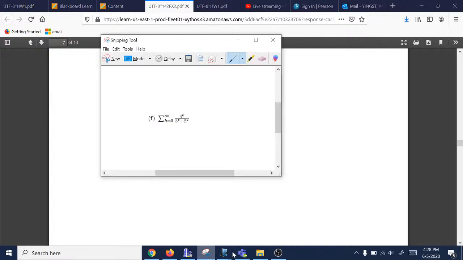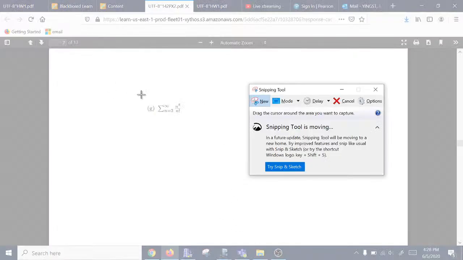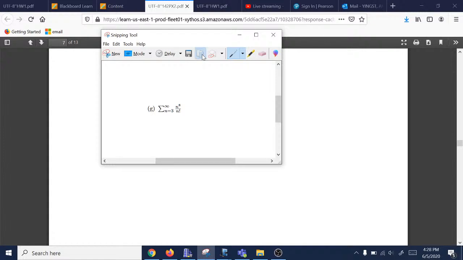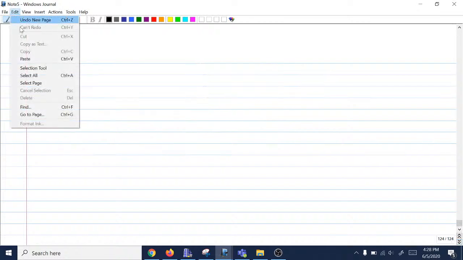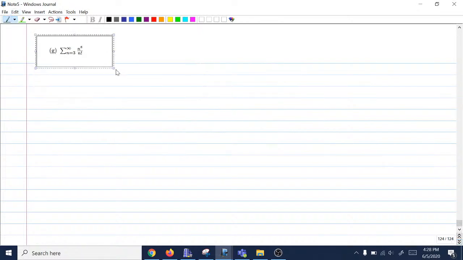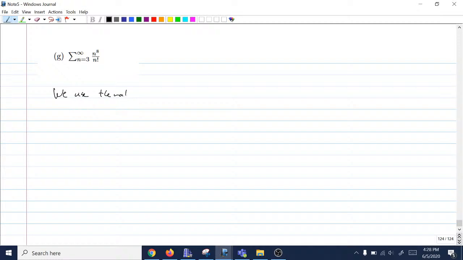Here's G. I got a factorial that's pointing me at the ratio test. I'm just going to dive in with the ratio test. We use the ratio test. Actually, let's do the limit first.